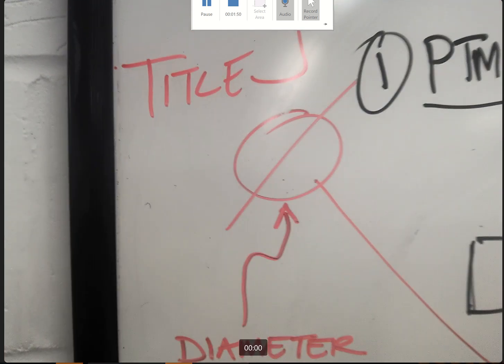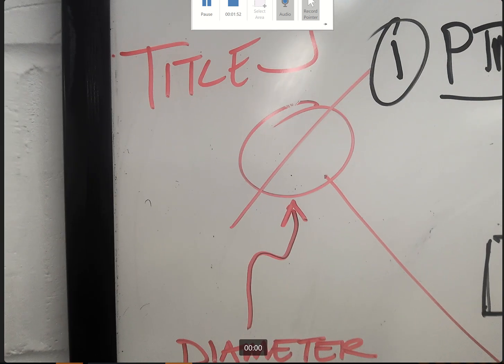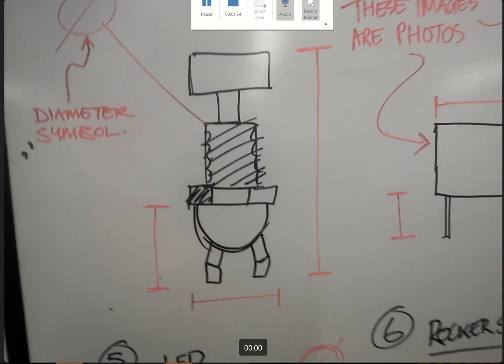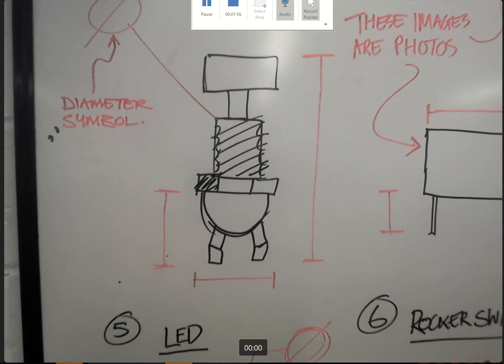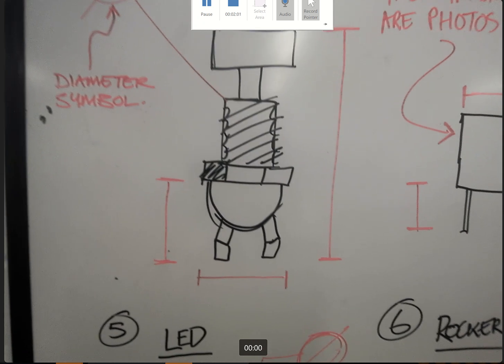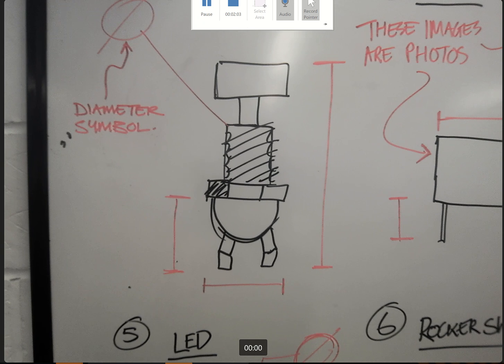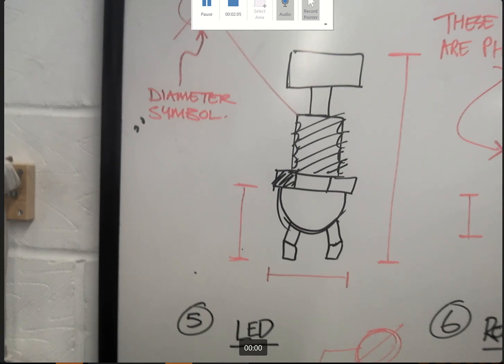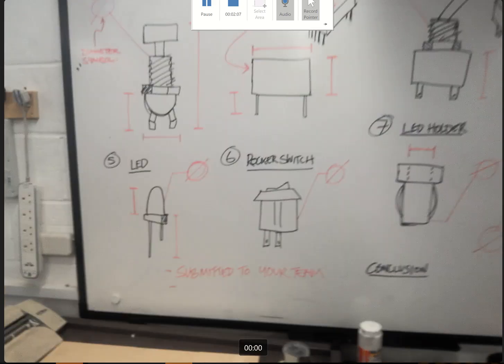This symbol here that I've included on the board represents diameter. We need to know the hole that we either cut on the laser cutter or we drill with the pillar drill so we can put the PTM into position. So that is crucial. Other information, let's just have a look.